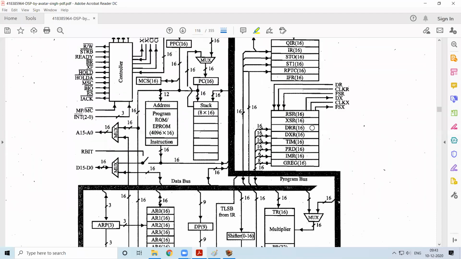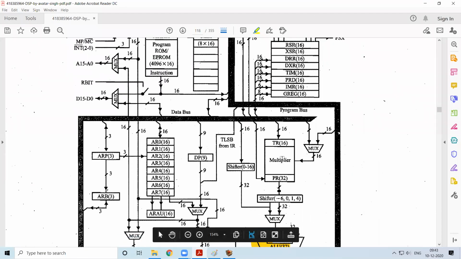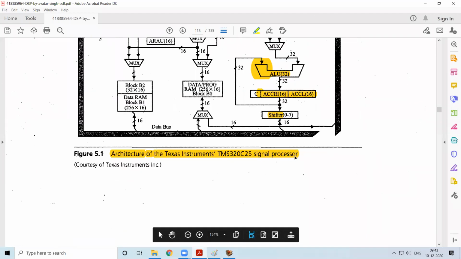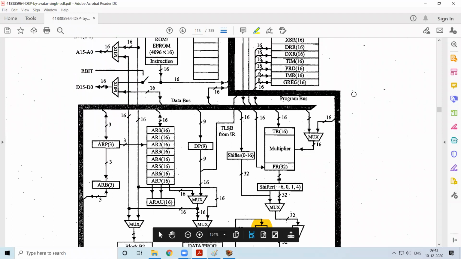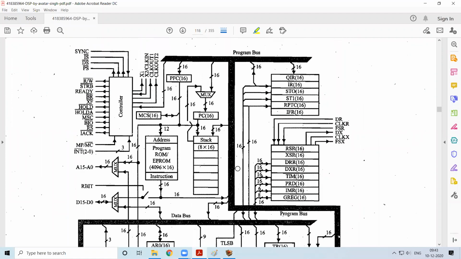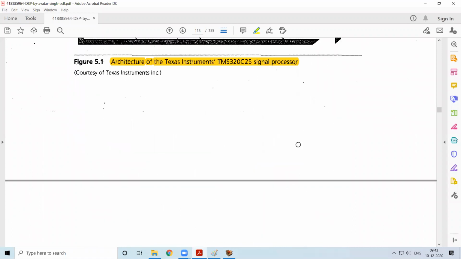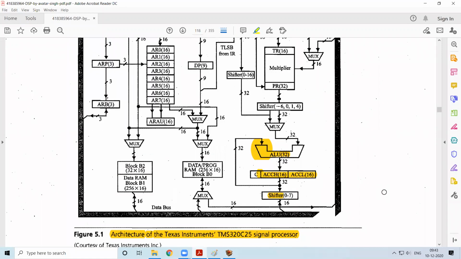So this is the architecture of the entire TMS320C25. Just have a look at this. We'll see what all is present here and what is happening. Just a brief discussion we can have. This is the architecture pertaining to Texas Instruments.